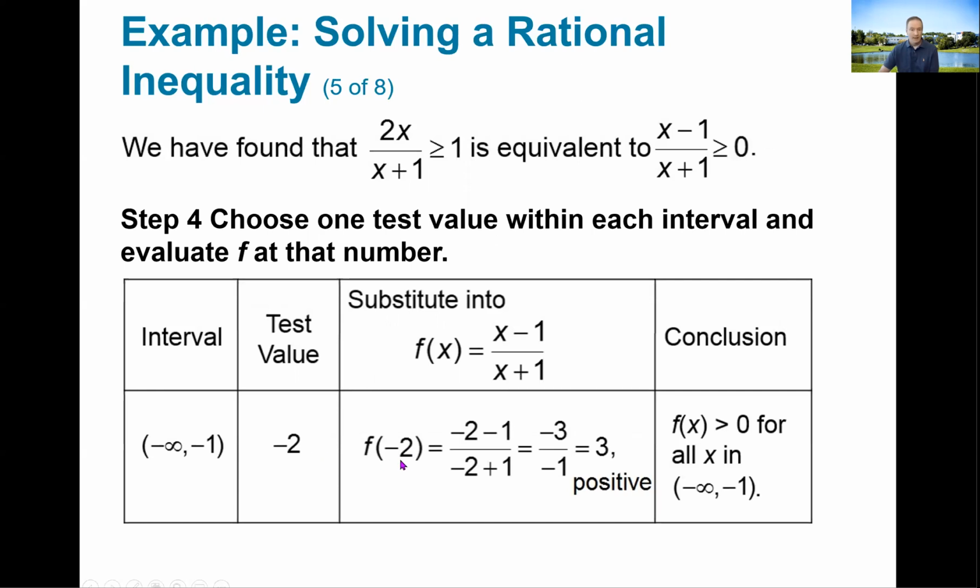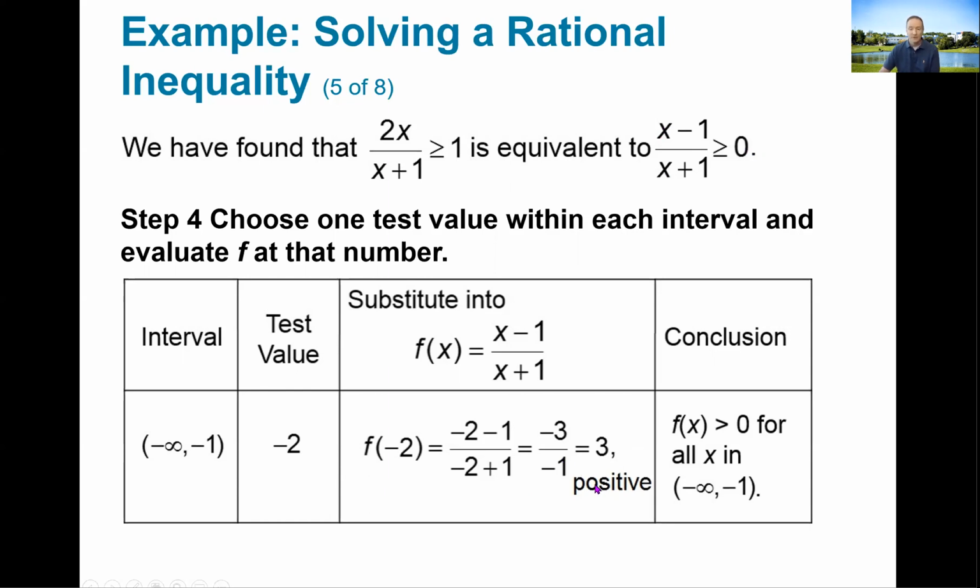What do you do with a -2? You plug it into your equation right here. So you say, well, we need this to be greater than or equal to 0. When you plug a -2 in, you're going to get -2 minus 1 over -2 plus 1. That's what I've done down here. When I simplified that, I got -3 over -1, which is a +3. So now I get a positive number.